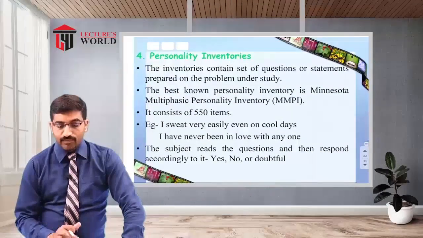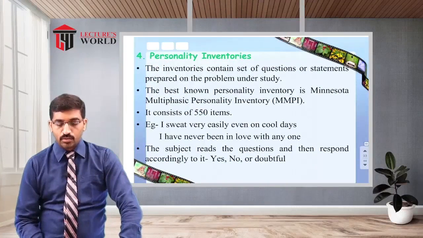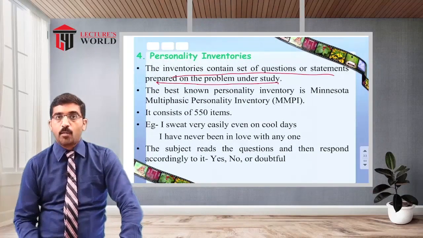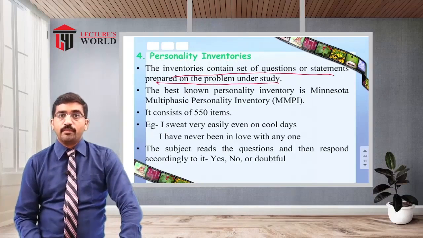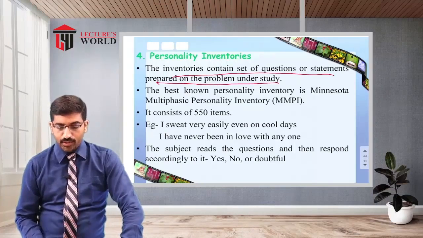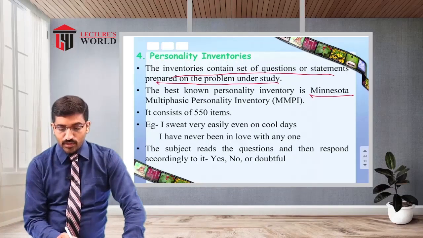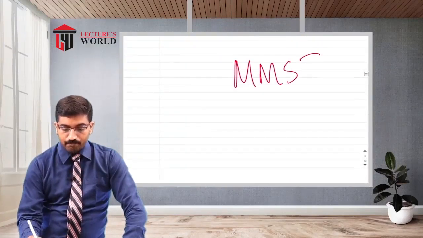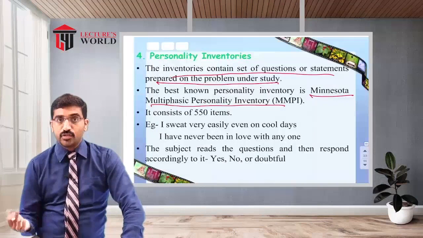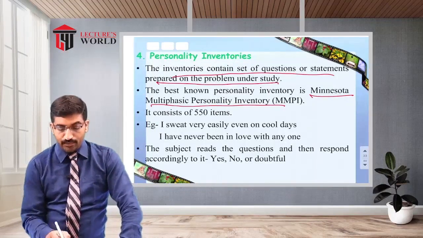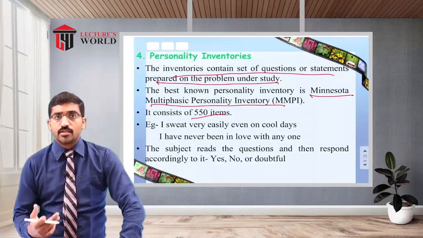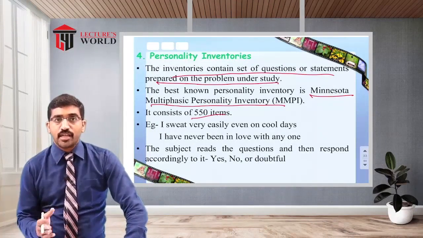Then personality inventories, another test we can do. Inventories are sets of questions or statements prepared on the problem under study. So any particular case I want to study, I can do. One of the tests is the Minnesota Multiphasic Personality Inventory test, known as MMPI. It was already prepared in Minnesota, with about 550 items. It is already available on their website. Similar questions you can prepare, or you can modify based on that.